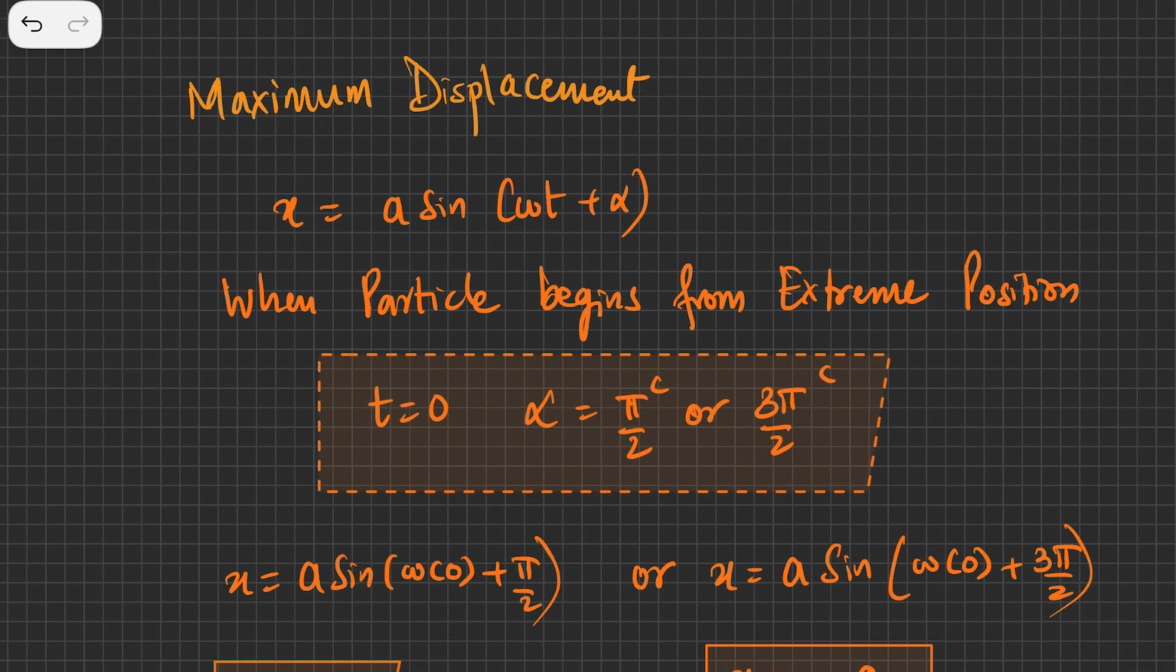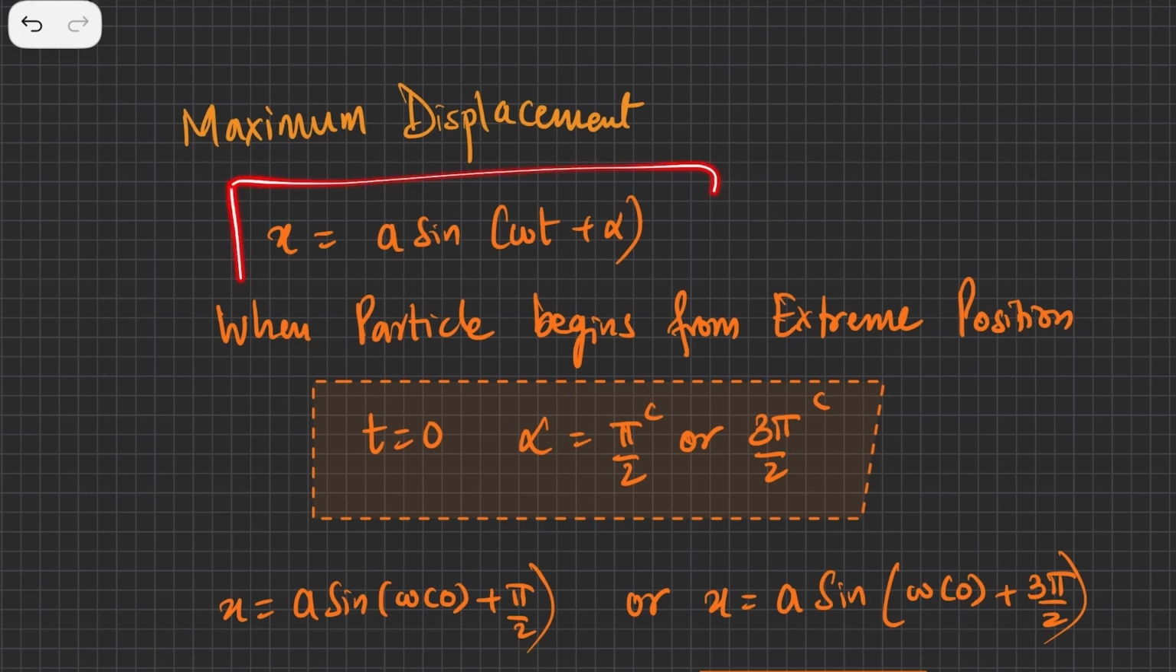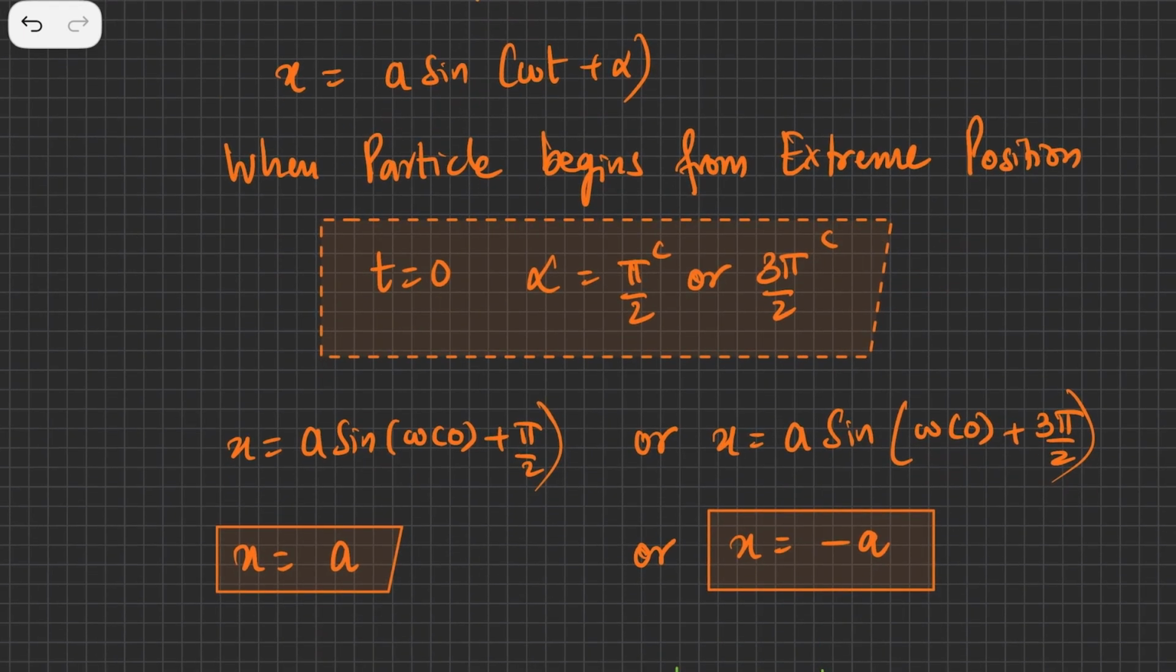Now let's see the maximum displacement. Again I start with my basic equation, x is equal to a sine of omega t plus alpha. When the particle begins from the extreme position, t is equal to 0 and the value of alpha is pi by 2 or 3 pi by 2. Again, go back to the previous video to get the values of pi by 2 and 3 pi by 2. Now I put those values in. The value of alpha is once 3 pi by 2 and once pi by 2, and the value of t on both sides is 0.